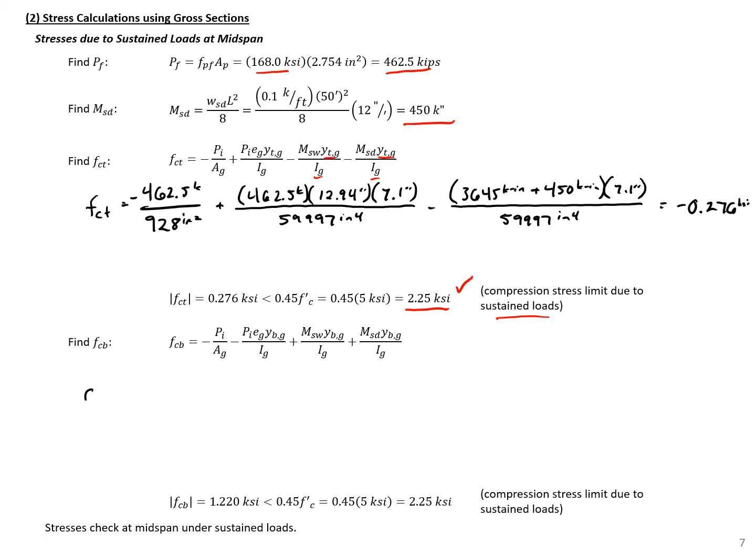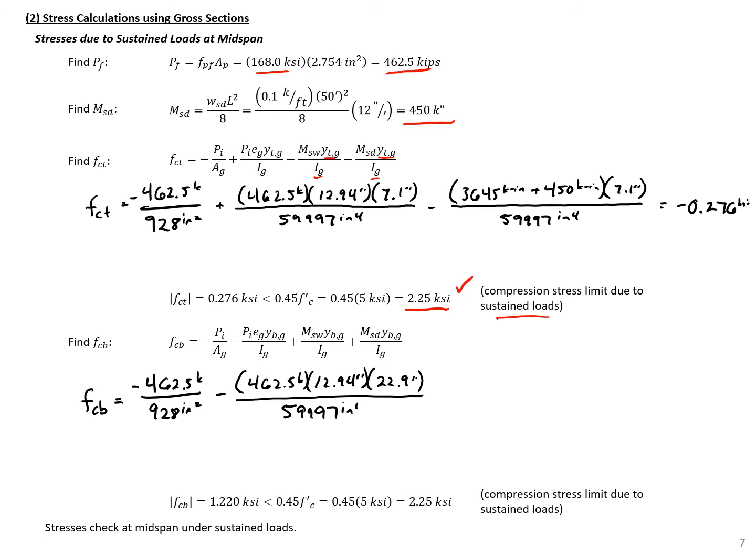We can do the same thing for our bottom fiber stresses. So we'll have negative 462.5 kips divided by 928 inches squared minus 462.5 times our strand eccentricity, 12.94, times the distance between the centroid and the bottom of the section, 22.9 inches. And then all this divided by 59,997 inches to the fourth.